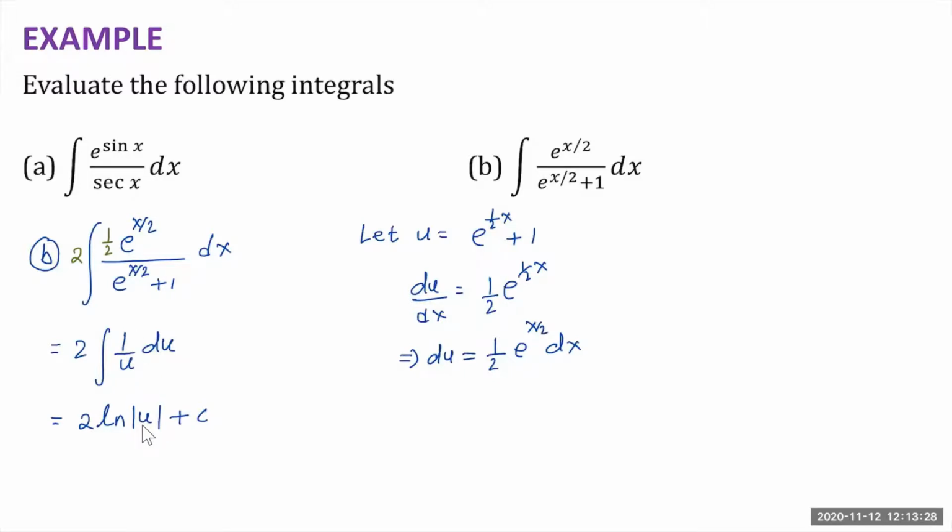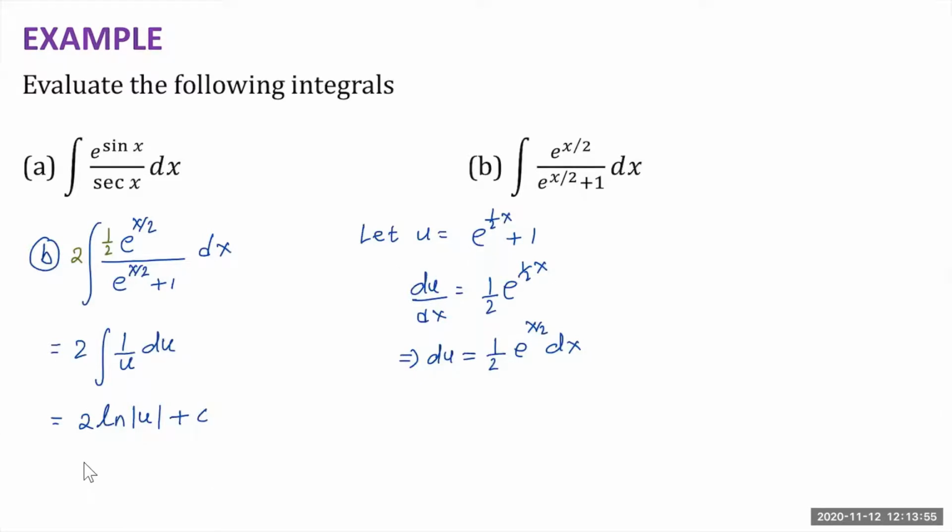I put the absolute value here because the argument of the logarithm must be positive all the time. That's why I'm putting it there, because I don't know whether u is positive or negative without analyzing it. But if I try to analyze this, you can see here, u is equal to e raised to half x, which is always positive, plus 1. That will also be positive. So technically, you don't need the absolute value there because u is always positive.